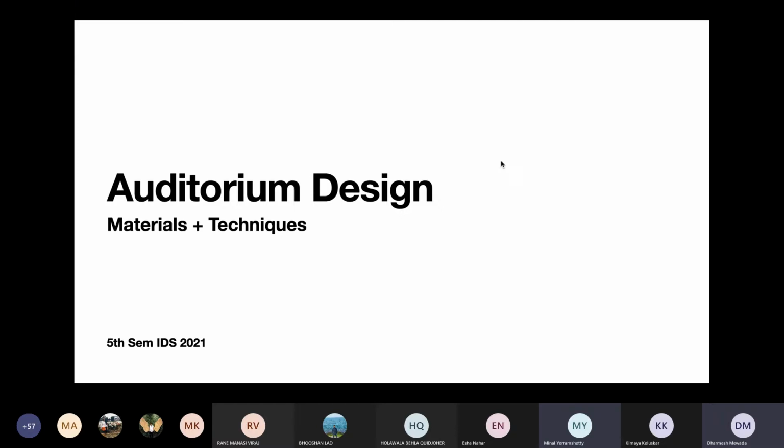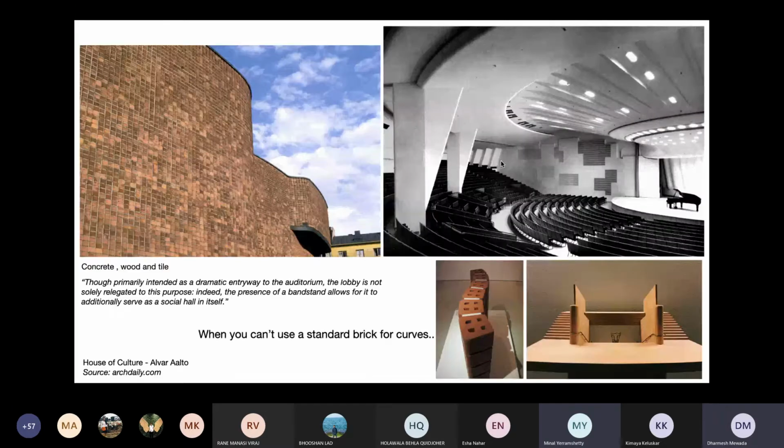We have certain examples that I've taken. You all can prepare a material palette or at least take down notes to put up thoughts on what materials and how you could be using the materials. Here's the first example. That's the House of Culture by Alvar Aalto.